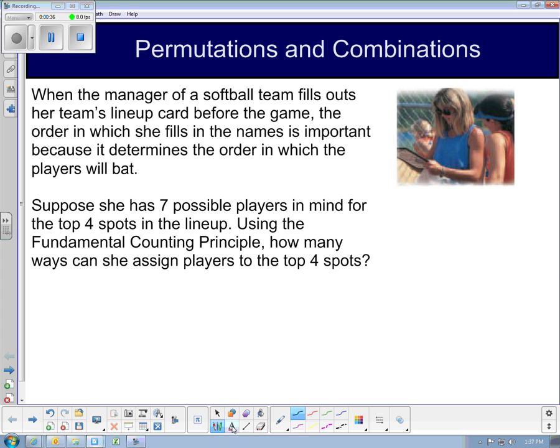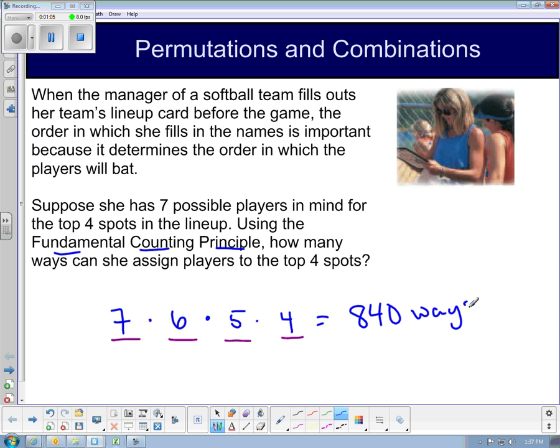So if we think about there being 4 spots that she's assigning these people, and she's got 7 people to choose from, that means she's got 7 people to pick from in the first slot. After she fills that first slot, she only has 6 people left to fill the second. After she fills that slot, then she has 5 people left to fill the third, then 4 people for the fourth. And the fundamental counting principle tells us that we can multiply those options together to get a total of 840 different ways that she can arrange those 7 players into the top 4 spots.